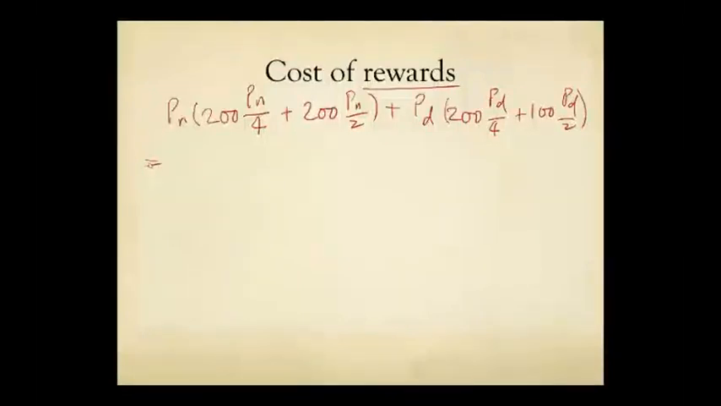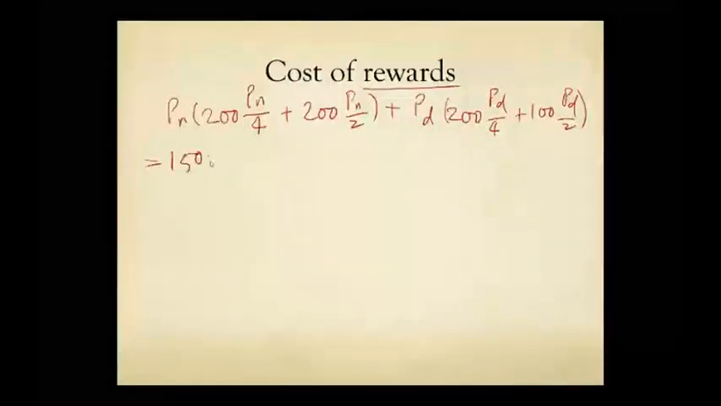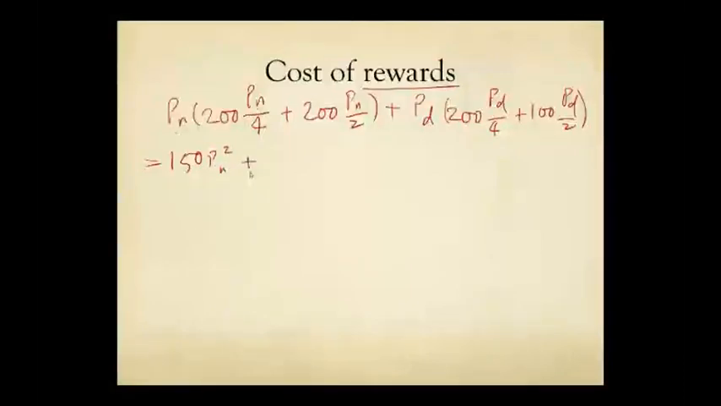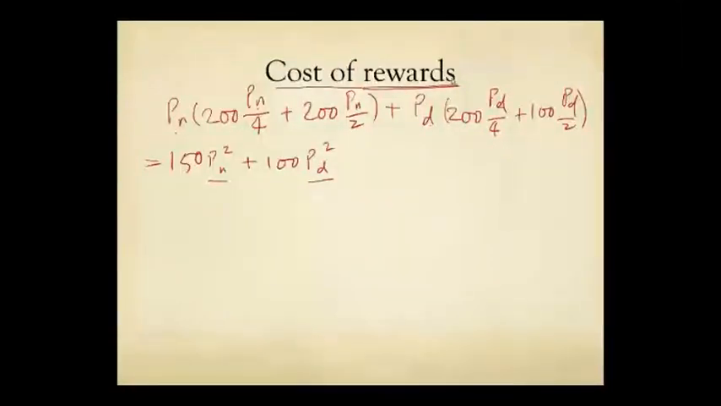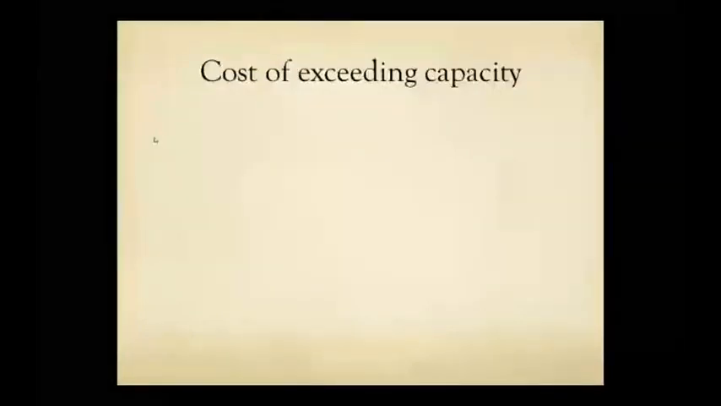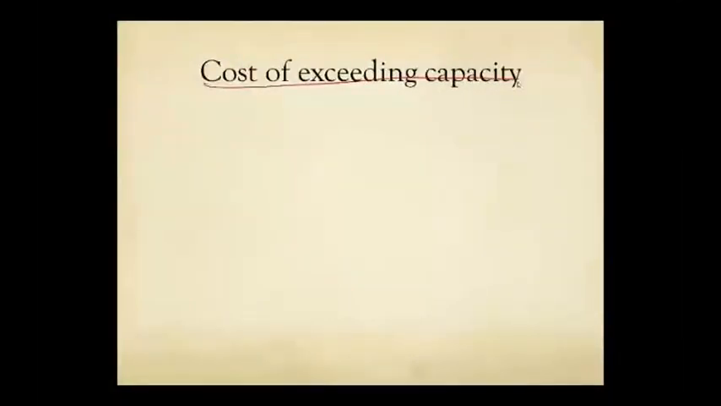You can expand this, and it is 150 Pn squared, because Pn times Pn, plus 100 Pd squared, because there's Pd times Pd. So it's a quadratic expression in the variables Pn, Pd for the cost of handing out reward. So let's remember this term, and this will be in the expression of the objective function. The other term in the expression of the objective function is the cost of exceeding capacity, which we said is $1 for each gigabyte.